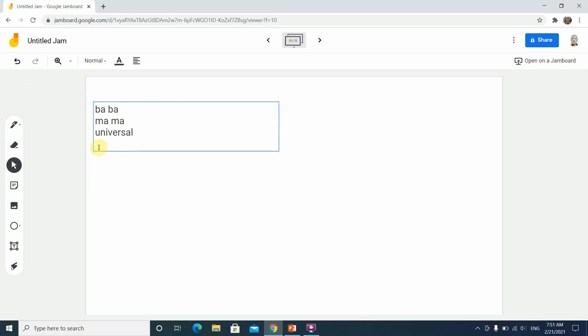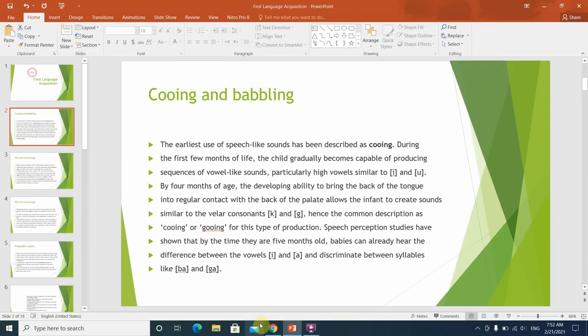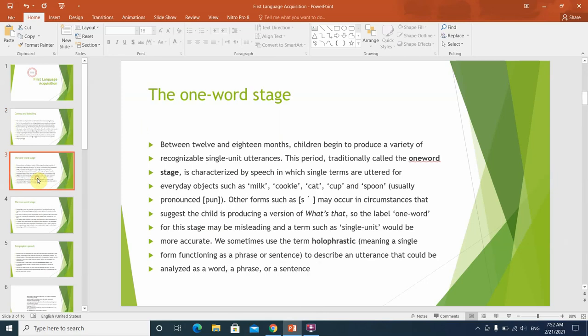And the first word the child is producing most of the time is ba ba and ma ma, or just one syllable, just ma, just ba. And we begin to laugh. Why do we laugh? Because we begin to recognize that this child now is smart enough, hilarious enough, we laugh at him, because he can produce a sound like or a word like ba and ma. And here we enter the one word stage.